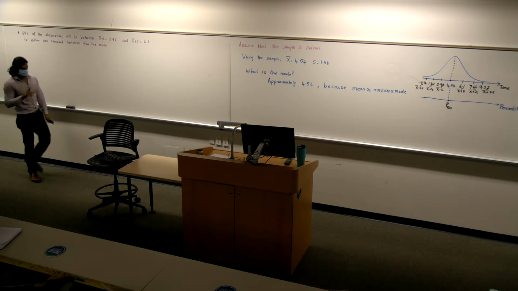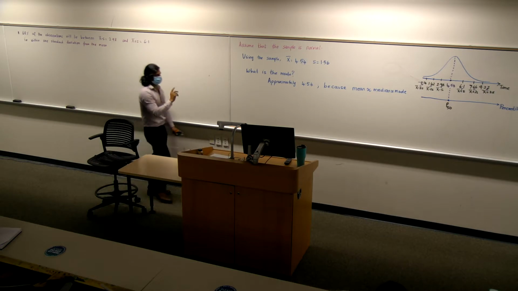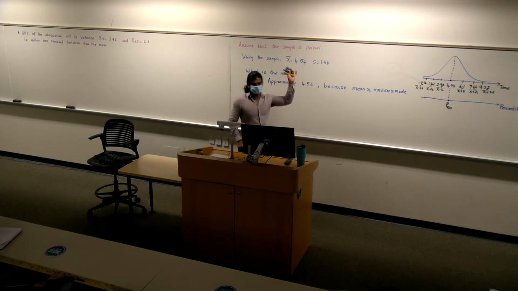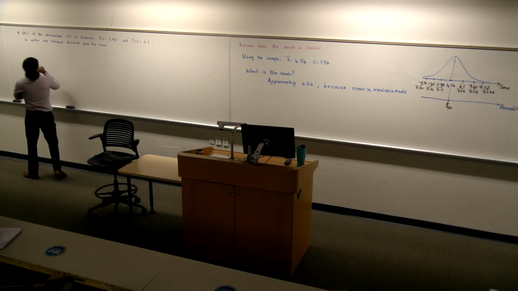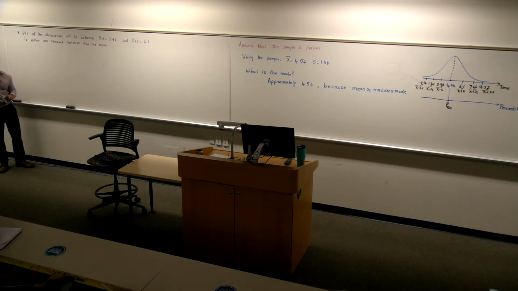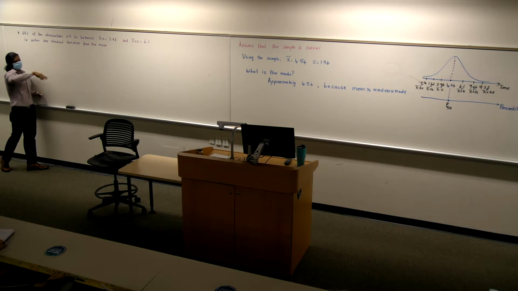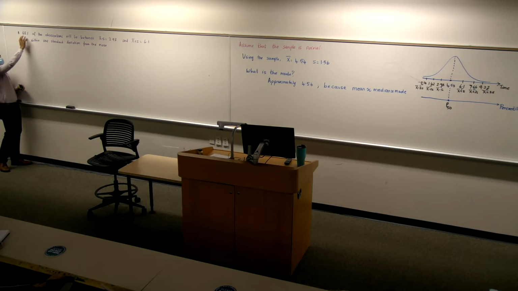If the data is normal, which I assumed already that the sample or the data is normal, if that is true, then 68% of all the observations will lie between x bar minus s, which is 2.98, and x bar plus s, which would be 6.1. In other words, within 1 standard deviation from the mean, we would have 68% of the observations.